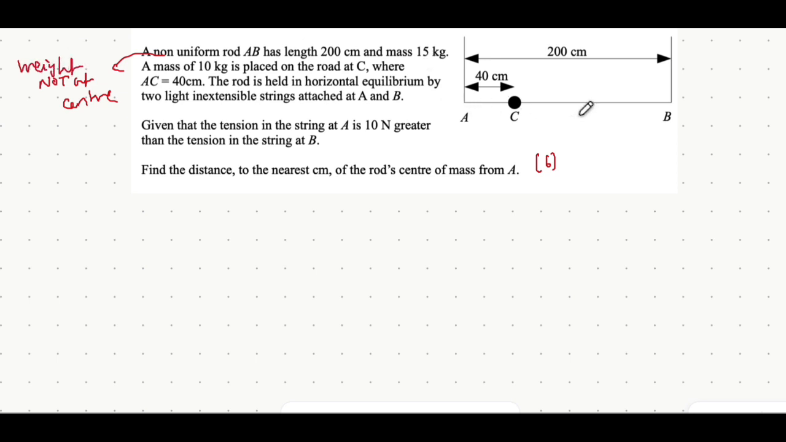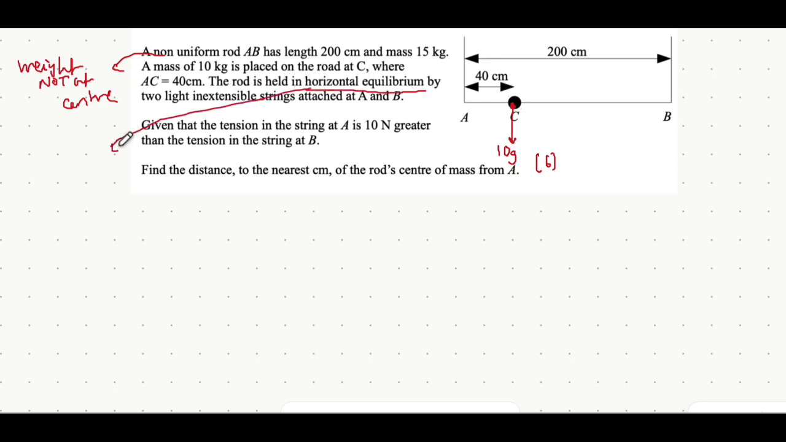It tells you that the length of the whole rod is 200 centimeters. The mass is 15 kg, but we don't know where that mass acts because it doesn't act at the center. A mass of 10 kg is placed on the rod at point C. So that will mean that there'll be a weight of that mass multiplied by G acting downwards at C. It tells you AC is 40 centimeters, which is already labeled. It tells you it's being held in horizontal equilibrium.